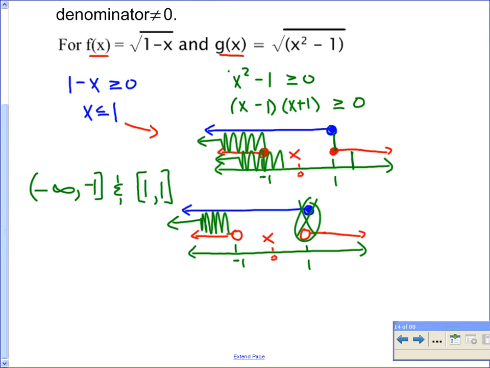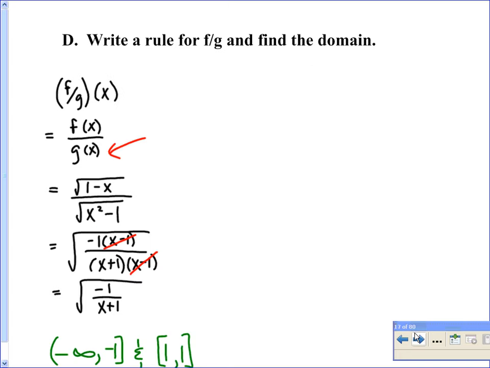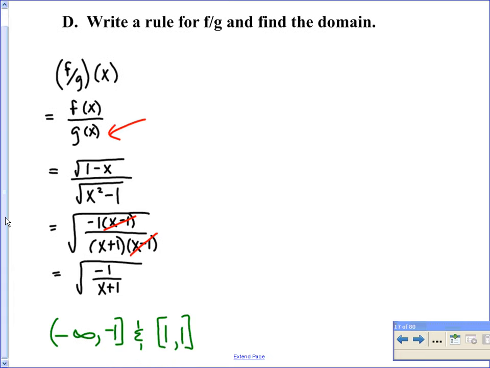So what that does to our domain that we had initially is it knocks this part off and changes that to a parenthesis, and that's it. That's how it changes. Okay, so we're over here. We said it's going to take this part off and change this to a parenthesis. And that's going to be our domain.